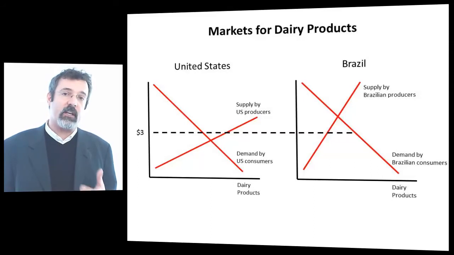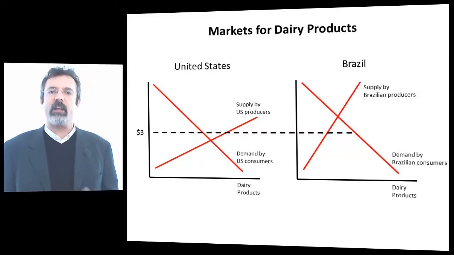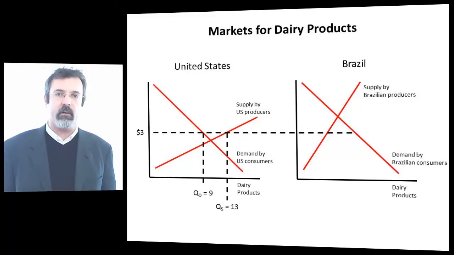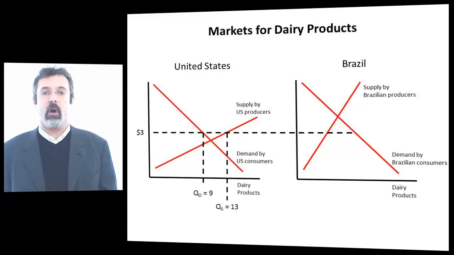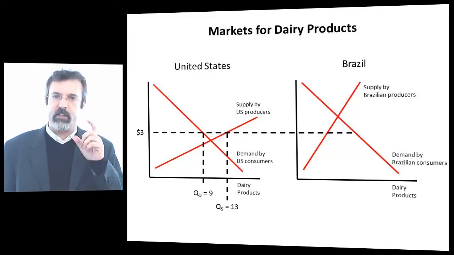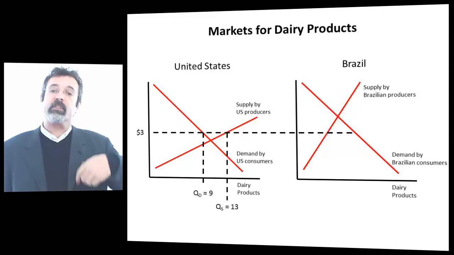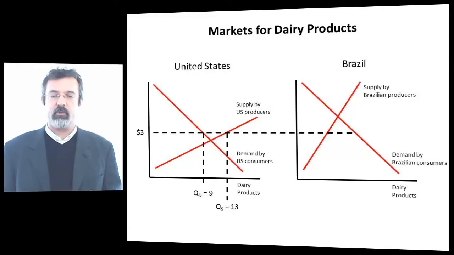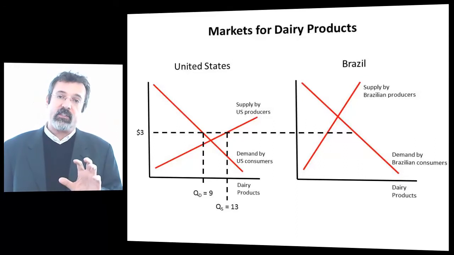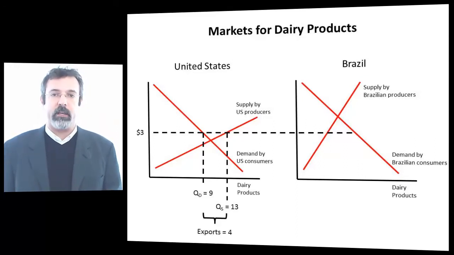Let's look at the United States first. When the world price of dairy products is $3, American consumers are willing to purchase 9 units of dairy products, and American producers are willing to produce 13 units of dairy products. This results in what looks like a surplus of dairy products. However, since we're thinking about the context of trade, this surplus, rather than driving the price of the product down, instead will be exported onto the world market.